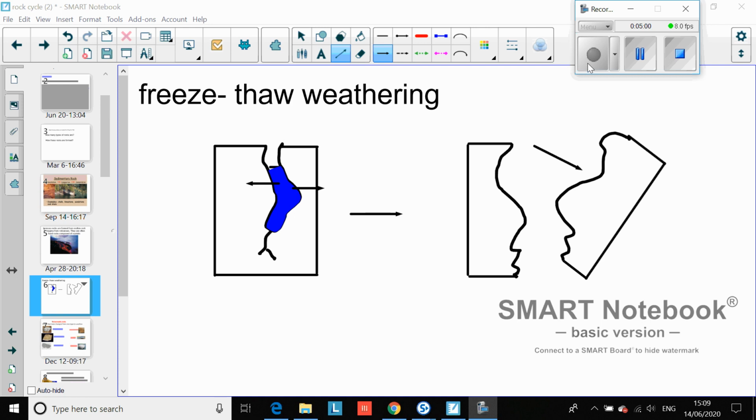Okay, so what I'd like you to do is pause the video and draw that into your book with a very brief explanation. So remember, solid rock, water gets into the cracks, and as it freezes, the water expands, and the pressure put on the rock relentlessly by this freezing and thawing ultimately breaks the rock off. So the rock starts to break up. That's freeze-thaw weathering. Okay, so pause the video and do that now, please.